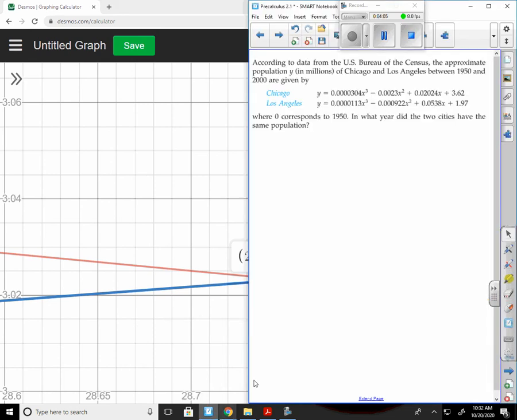So that's fairly easy to do. The other way I could have done this was I could have subtracted the bottom equation from the top and set it equal to 0. That seems like more work to me, so I would rather just do it by setting two equations and finding the point where they intersect using the intersection method.